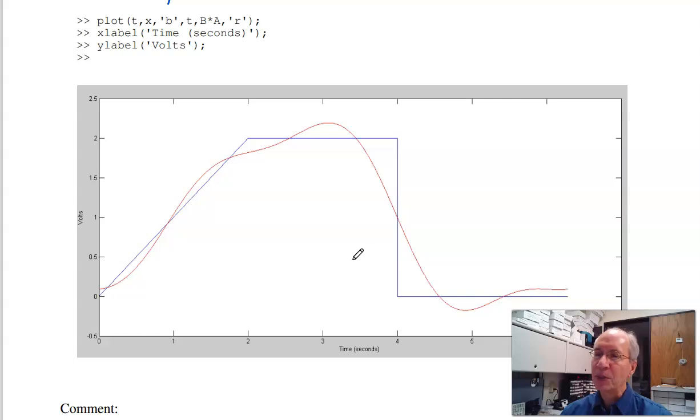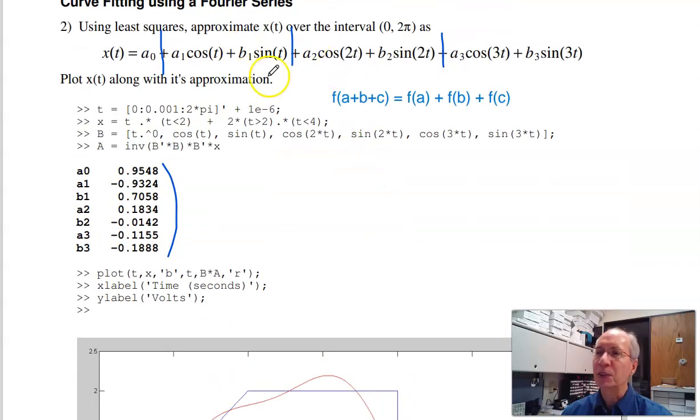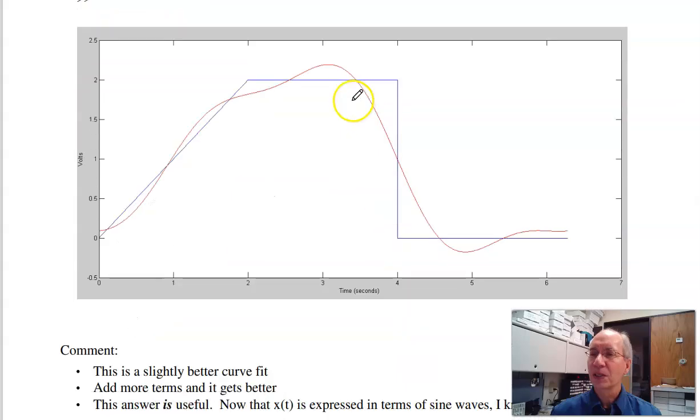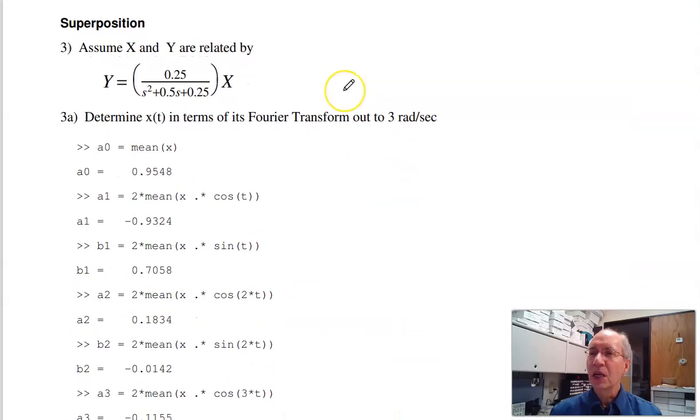But in terms of what happens when I run this through a filter, this is much superior because now my basis is a bunch of sine waves. I like sine waves. If the input is a bunch of sine waves, I know what to do. I can use superposition and phasors to find the output. So that's problem number 2. Problem number 3 says, suppose y is related to x by a differential equation, where basically there's a filter.